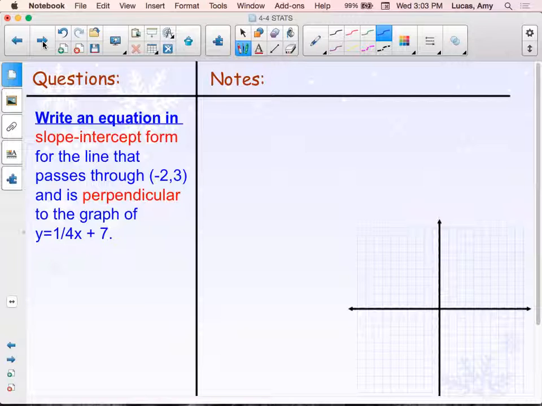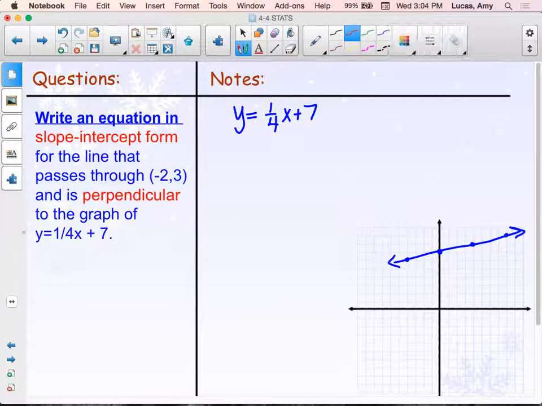Okay, now we're switching over to perpendicular. So write an equation in slope-intercept form for the line that passes through -2, 3, and is perpendicular to the graph of y equals 1/4 x plus 7. So I'm going to graph this line first. There's 7 on the y-axis, and up 1 over 4, up 1 over 4, draw my line. So this is my original line.